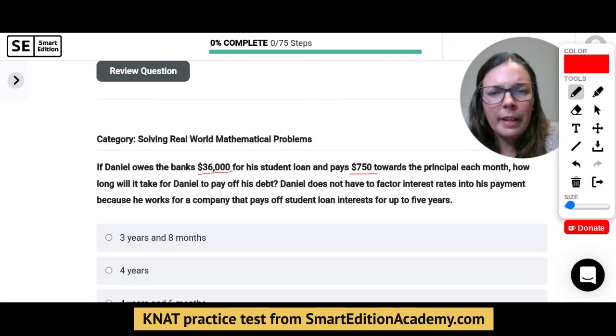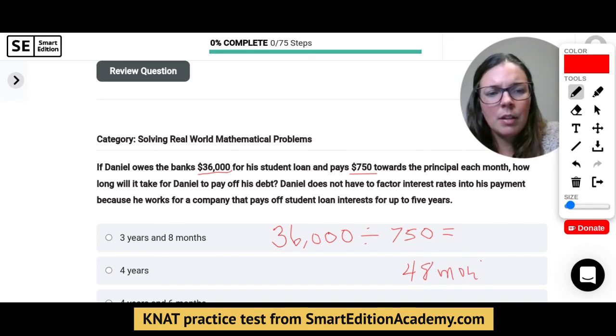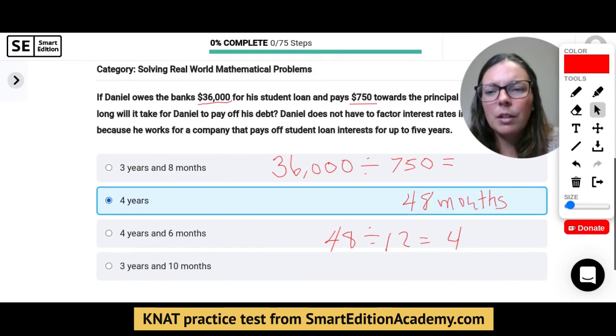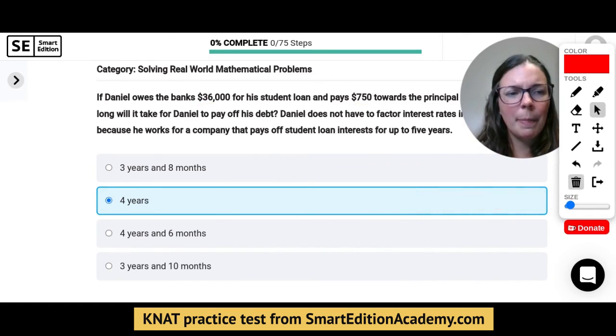Okay, so let's just take our 36,000 and divide it by 750, and figure out how many months it's going to take him. So when we do that and divide, you should get 48 months. So 48 months, and we know there are 12 months in a year. So if I just do 48 divided by 12, this actually works out nicely. This would just be 4. So it would take him 4 years to pay off his debt.